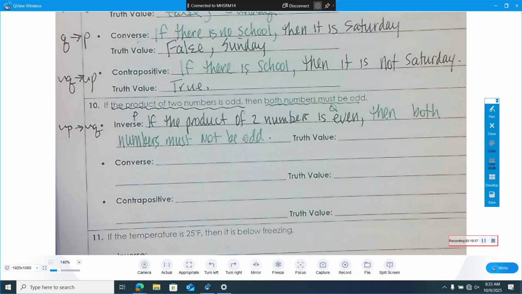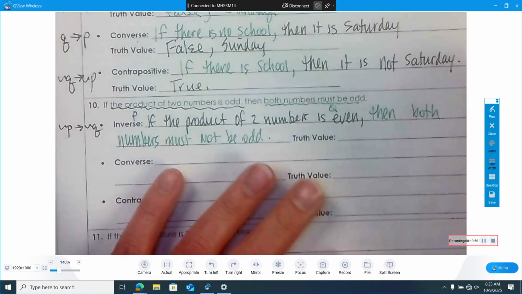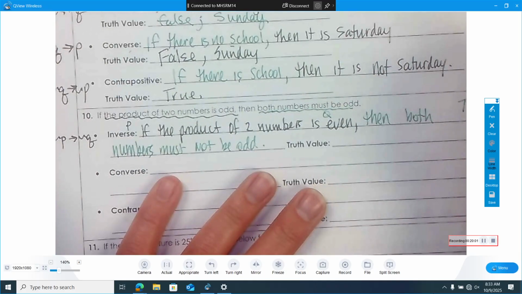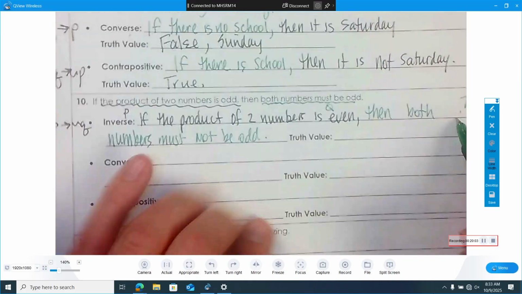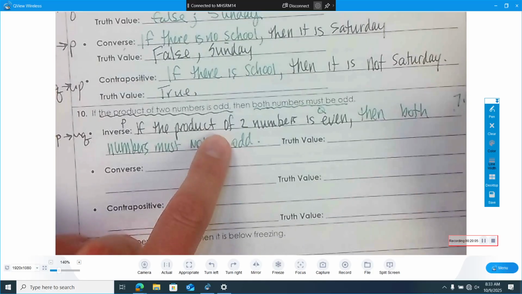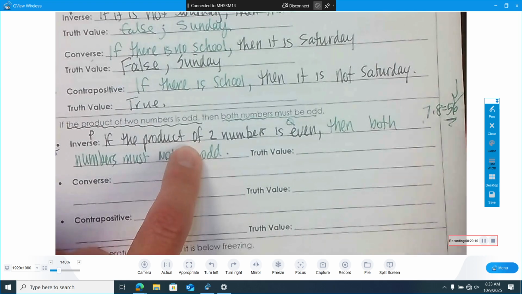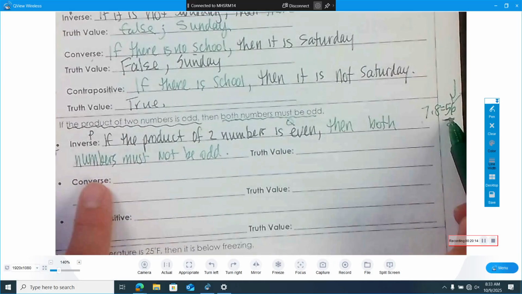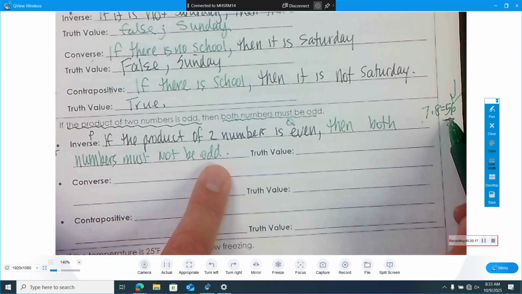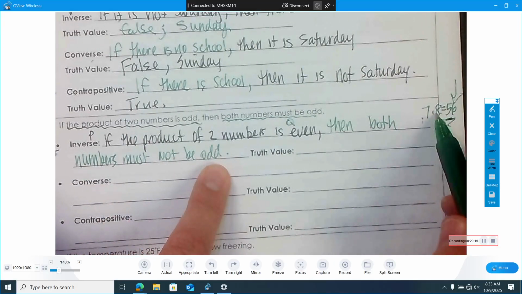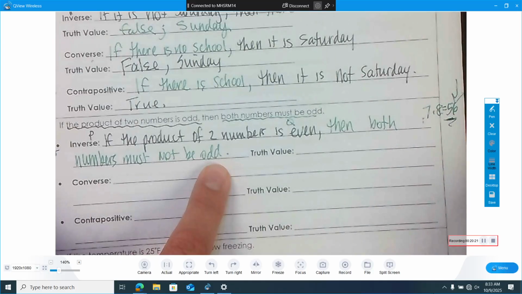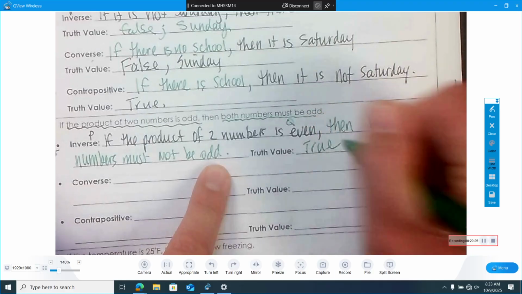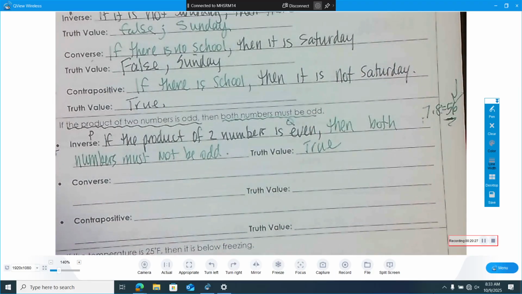True or false? No. Let's see. 7 times 8 is 56. If the product of two numbers is even, so there's my product is 56. Oh, you can't see that. There you go. So there's our product. It's even. And both numbers must not be odd. All right, yeah, both numbers are not both odd. All right, that's true. Interesting. All right. Sometimes these get hard, and I don't like that.